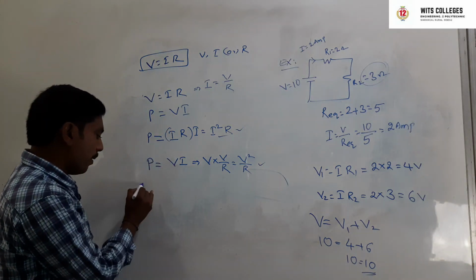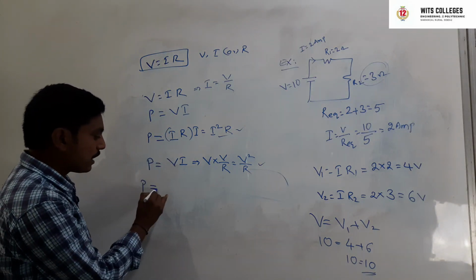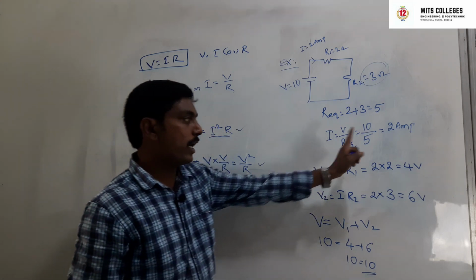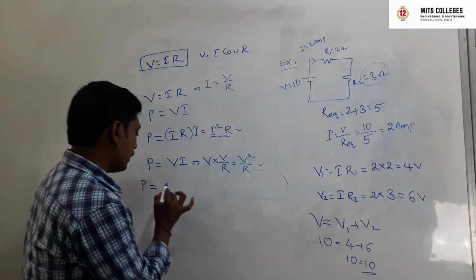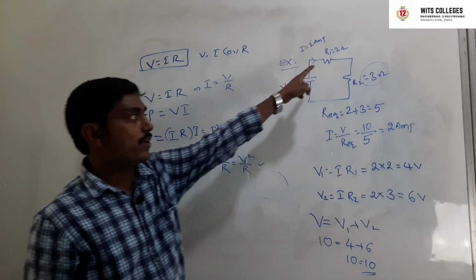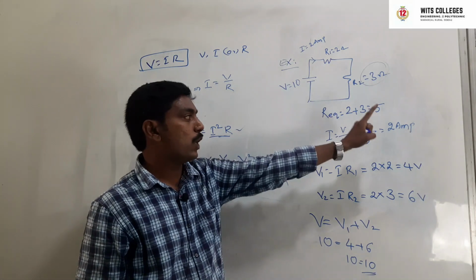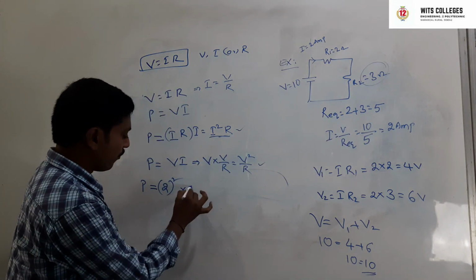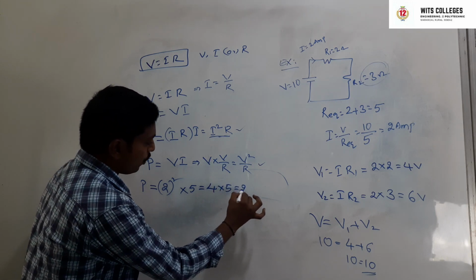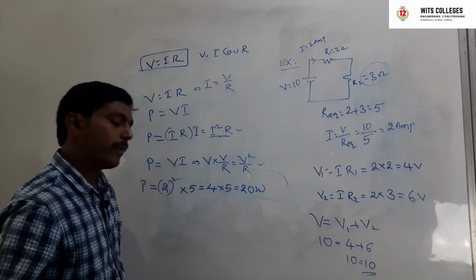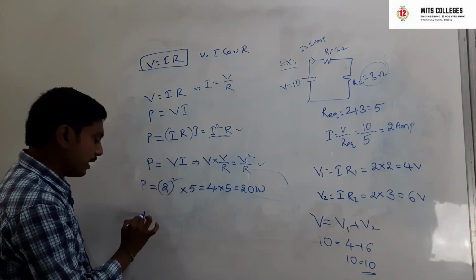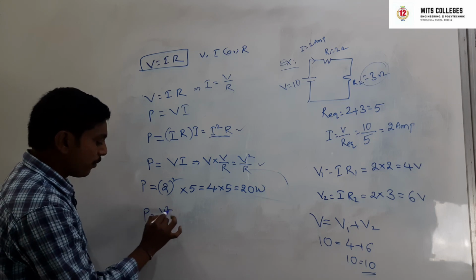Here the first one, power P is equal to I square into R. I is nothing but the total current in the circuit, total current is 2. Here 2 square. Here R is nothing but R equivalent, the series resistance, R1 plus R2, which is 5. So 4 into 5 is equal to 20 watts. Power is 20 watts.